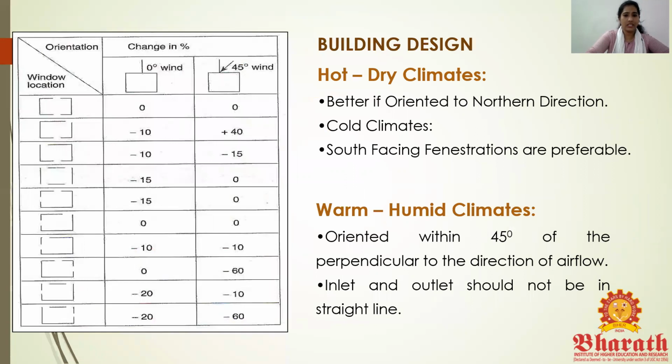So in building design for hot and dry climates, it is better if the orientation is more towards the northern direction. In cold climates, south-facing fenestrations are preferable. Now, in warm and humid climates, orient at 45 degrees to the direction of the airflow. So the inlet and the outlet should not be in a straight line.